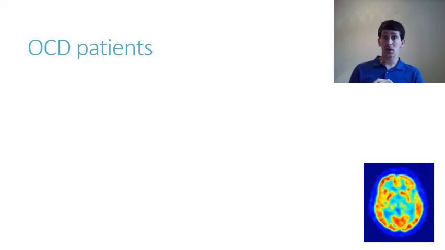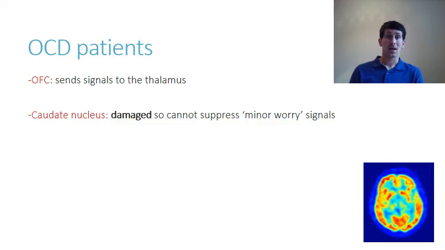However, if we look in OCD patients, it's a completely different way of processing information. There's a part of the brain that's damaged. So your OFC sends that anxiety message. Again, it might be a little bit of dirt on your hand. However, now the caudate nucleus in OCD patients is damaged, so it can't suppress all those tiny worries. So every single message passes through this filter, through the caudate nucleus.